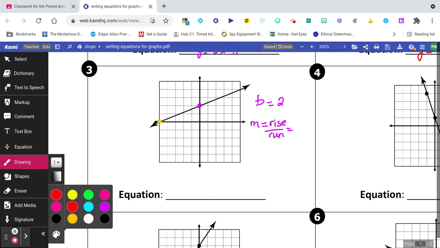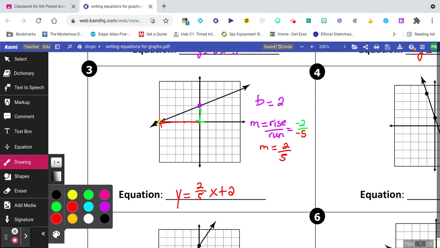I'm going to go down this time because somebody may be going down and over, down and left or right. So let's just take a look. If I go down from the purple dot to this orange one, I'm going down 2 units. That would be a -2. And then I'm going to the left 1, 2, 3, 4, 5 units. That'd be a -5. But a negative over a negative is a positive. So it's +2/5. So I'm going to write the equation y equals 2/5 x plus 2.